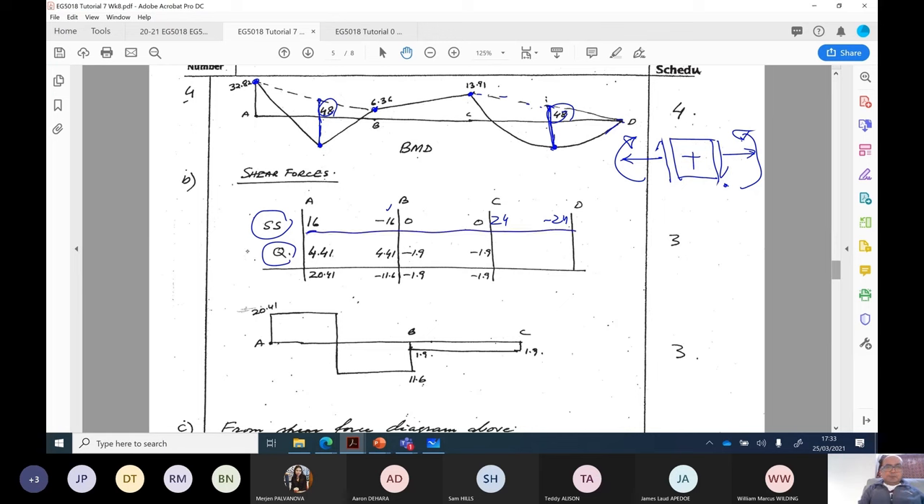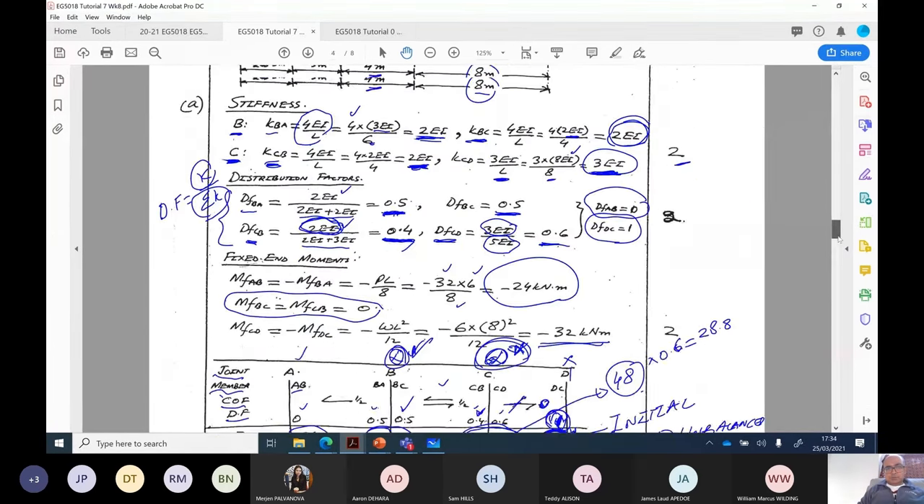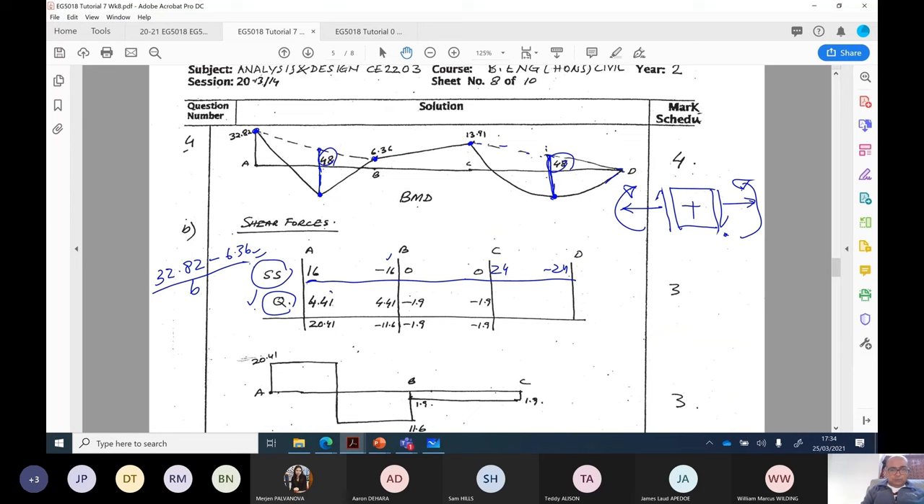The next step is to find Q, which is based on moments. Q is the shear from hogging moments. You will take the left side moment, 32.82. You will take away the right side moment, which is 6.36. You will divide by the span, which is 6 meters, giving you 4.41. And that 4.41 is on both sides, left and right. If you wanted it for BC, it would be left side moment minus right side moment divided by the span. I think the span was 4, minus 1.9.